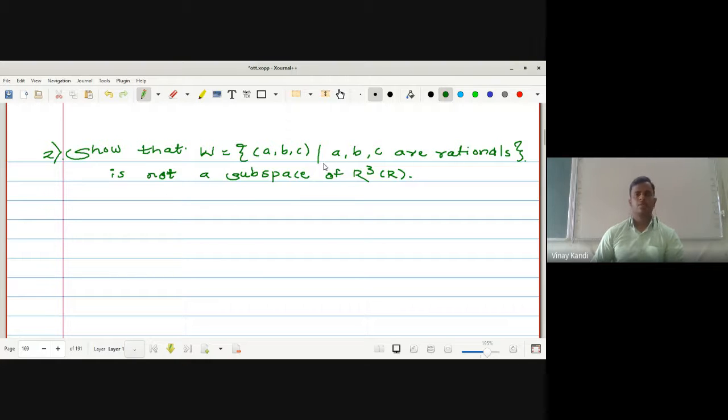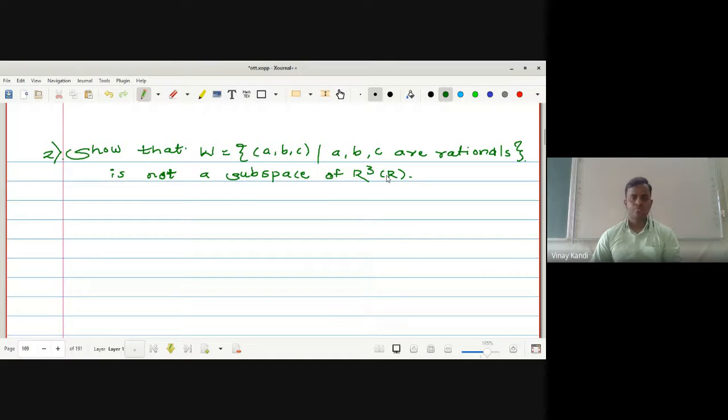Okay. If we have to show an example of a subspace, what do we have to show? For every element, all the conditions should be true. Okay, here what we have to show is that this W is not the subspace of R3 over R. So if we get one example such that one of the properties is not satisfied by this W, then we can say that this W is not the subspace of R3 over R.